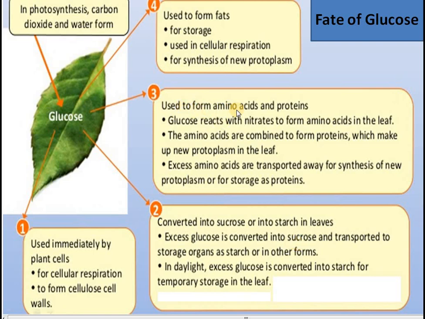Glucose can be used to form amino acids and protein. Glucose reacts with nitrates to form amino acids in the leaf.